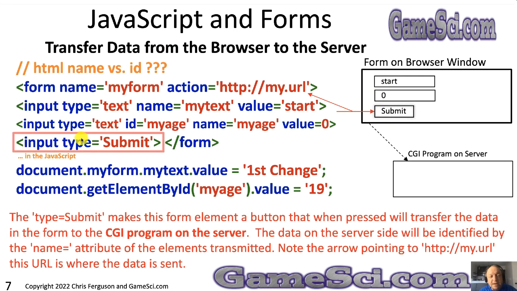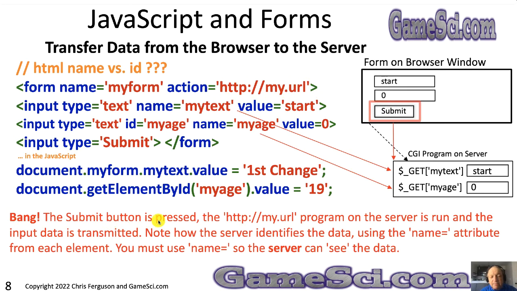Input type equals submit. The type equals submit makes this form element a button that when pressed will transfer the data in the form to the CGI program on the server. The data on the server side will be identified by the name equals attribute of the elements transmitted. Note the arrow pointing to the HTTP my URL. This URL is where the data is sent. When this button is pressed, I want to send the data to this web address.